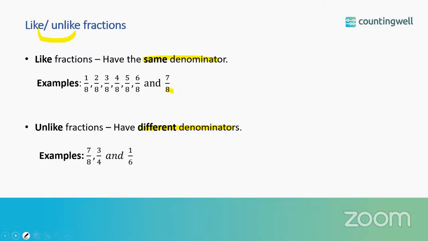Let us see some examples of unlike fractions. Unlike fractions are fractions having different denominators. So 7 by 8, 3 by 4 and 1 by 6. These three are unlike fractions because none of them have the same denominators.